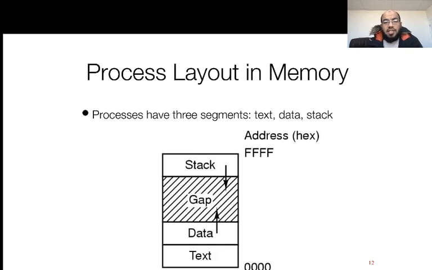A process has this layout in memory. Typically, you'll have stack. The stack is basically where you have the program code, you'll have some data, and you'll have some text.